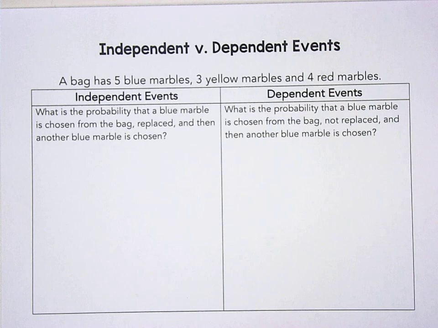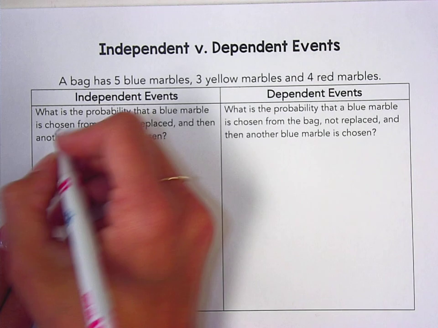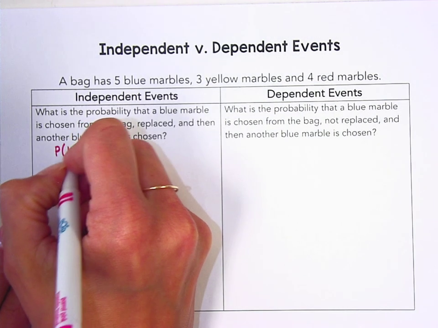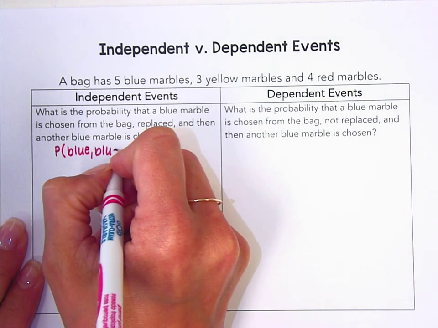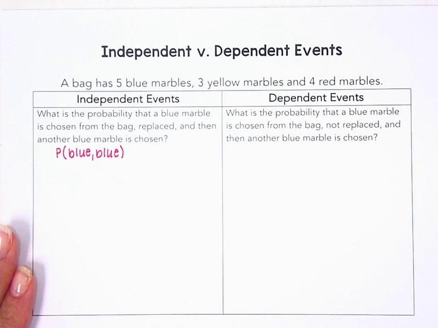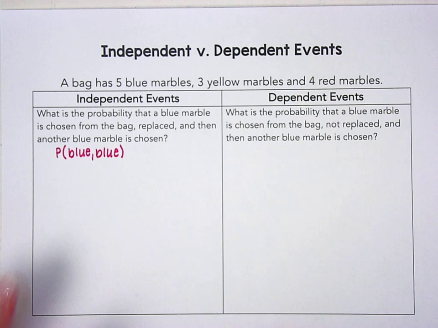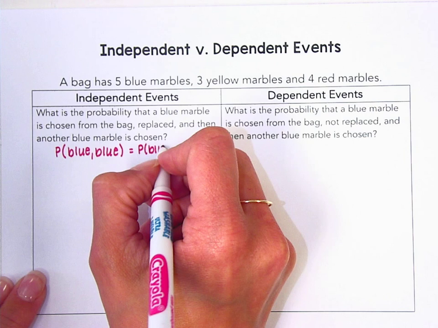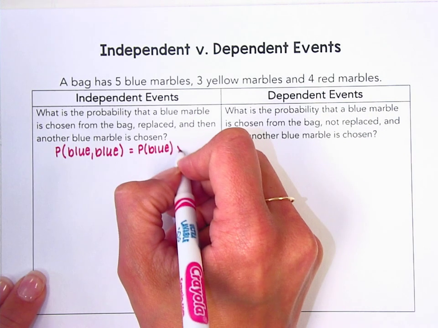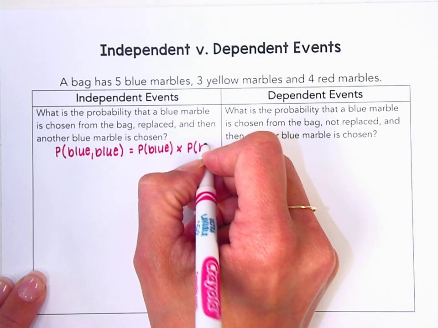So we're going to look at this example and think about what that actually means. When we find the probability of more than one event happening, or both things happening, in this case we want to find the probability of choosing a blue marble and then choosing another blue marble. So what's the probability of both of those things happening? To calculate this probability, we're going to multiply the probability of choosing a blue marble the first time by the probability of choosing a blue marble the second time.